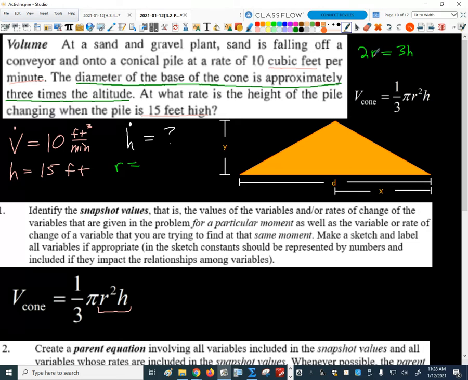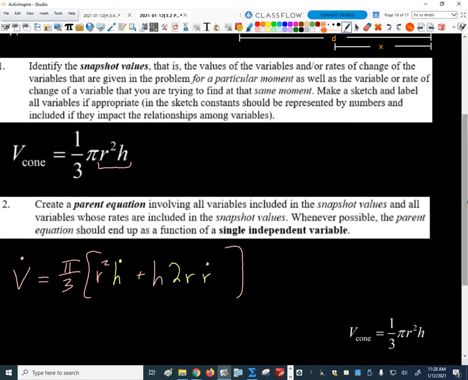I could differentiate this with respect to t, and when I get a value, I could relate the r dot to the h dot. This is starting to get a little bit cumbersome, though, isn't it? Fortunately for us, this is sort of a dead end, because look what I say in my instructions. When we create a parent equation, there's a really important part. The parent equation should end up as a function of a single independent variable whenever possible, right?